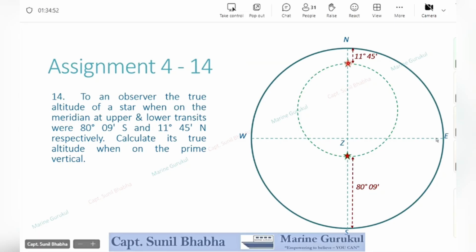Now we know all the declination circles are centered at the pole. So let's go to the center of this declination circle. This is where the center is, and this is where the pole is. Pole is at the center of all the declination circles.